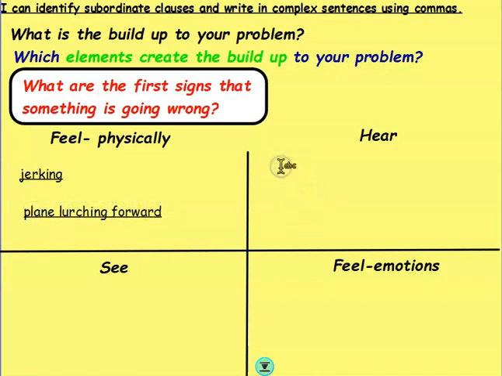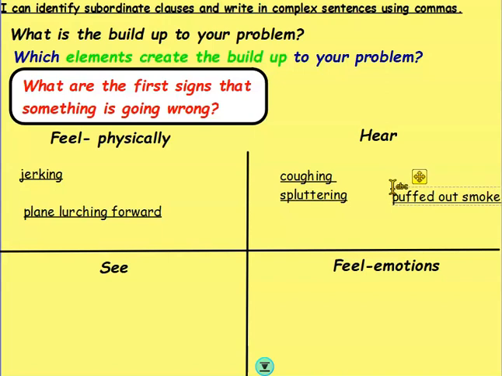And then I'm going to think about what might he hear? Well, he can probably hear the engine coughing and he can probably hear it spluttering. I like that word. Must make sure I spell it correctly. Coughing, spluttering. He might actually hear the exhaust fumes being puffed out. So puffed out smoke, he might be able to hear. And what can he see? Well, from his window, I'm sure he can see billowing smoke. And it's probably quite black.